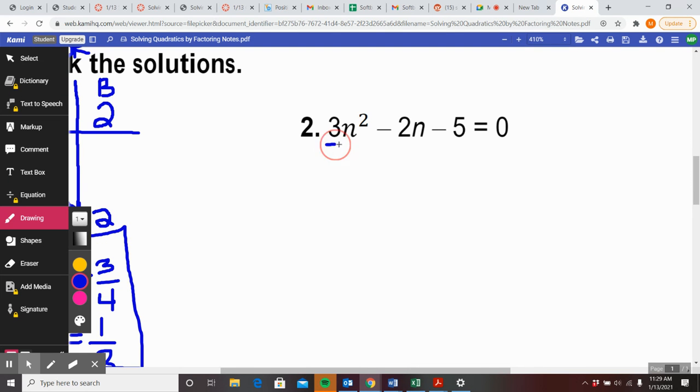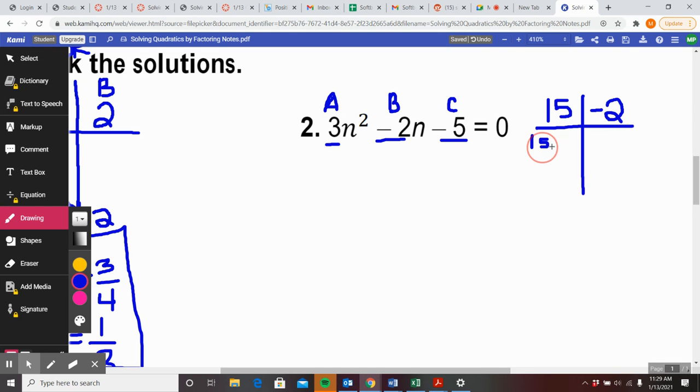So the first thing we do is just label A, B, and C. Draw your T-chart. The left side is A times C. So what's A times C? 15. That does not matter if it's negative or positive, okay? The only one that matters is the B. What is the B value? Negative 2. So let's factor out 15.